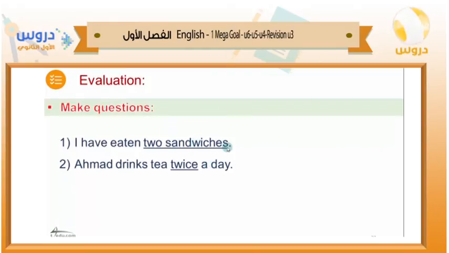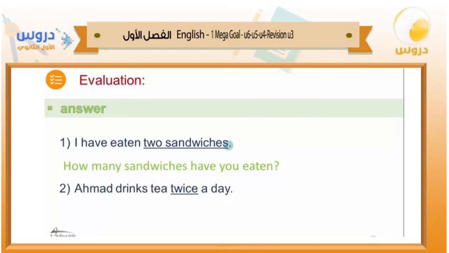I have eaten 2 sandwiches, and you have the S here. So this is countable. So how do you make a question here? I have eaten 2 sandwiches. How many or how much? If you have S and it's countable, you say how many sandwiches have you eaten?